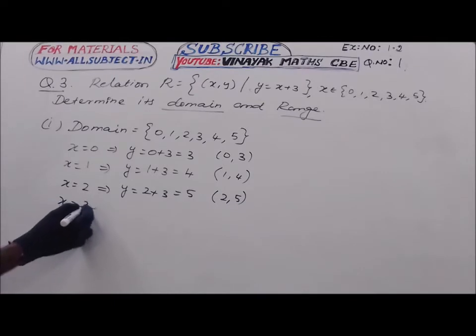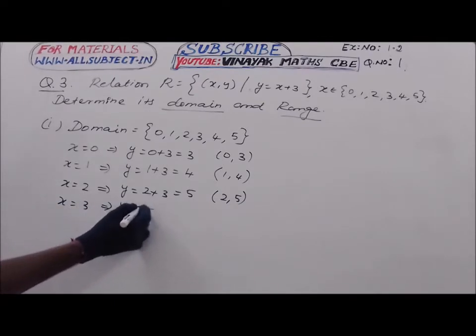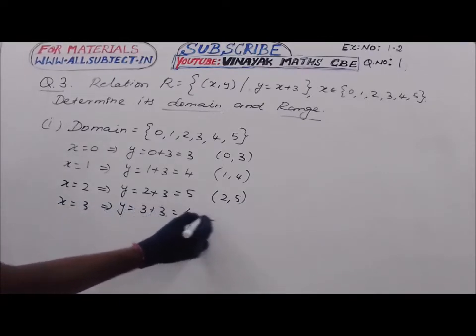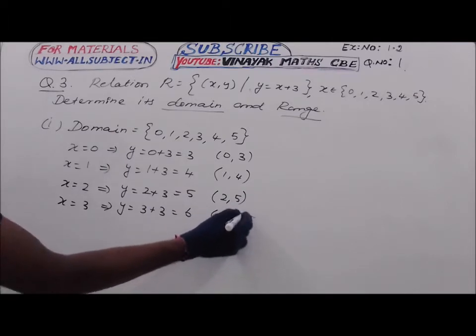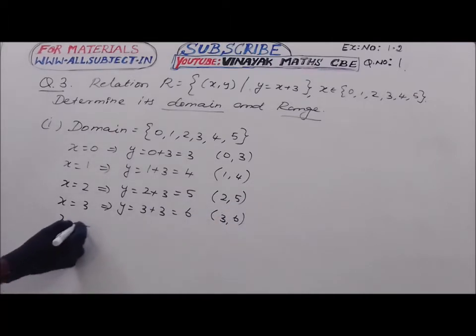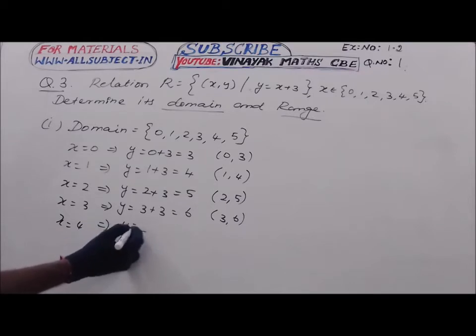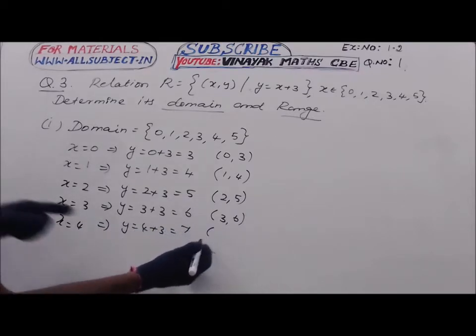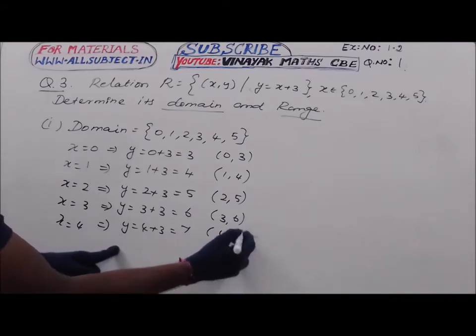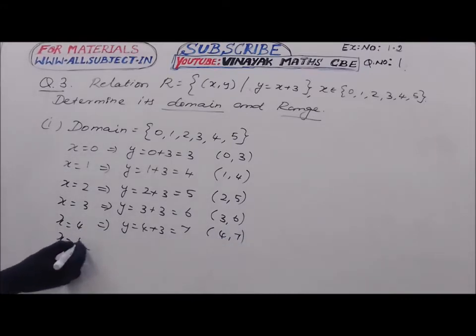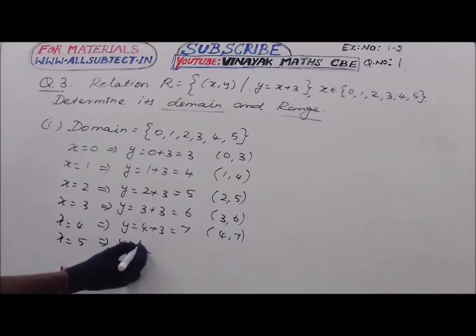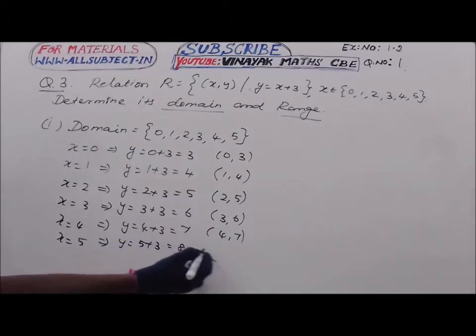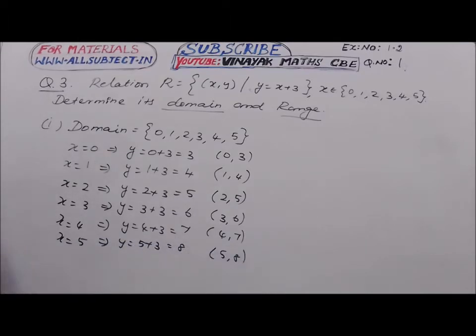Then x is equal to 3, substituting here, y equals 3 plus 3 equals 6, so (3, 6) is another pair. And x equals 4, substituting here, y equals 4 plus 3 equals 7, which gives (4, 7) as another pair. Substituting x equals 5 gives y equals 5 plus 3 equals 8. So we have (5, 8) as another pair.